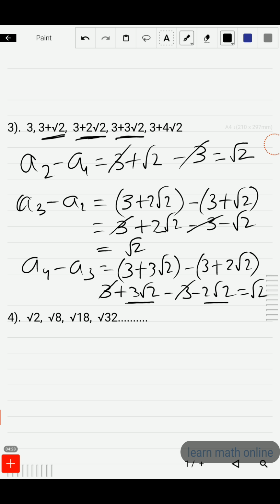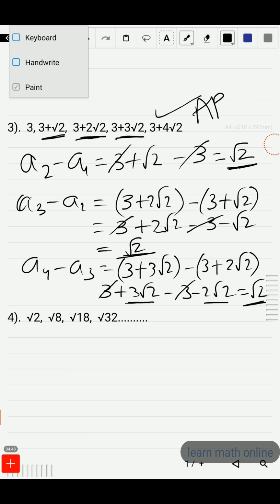So is the difference the same now? Root 2, root 2 and root 2 here. Yes, the difference is the same. It is root 2. So this list is in AP. It is forming an AP.